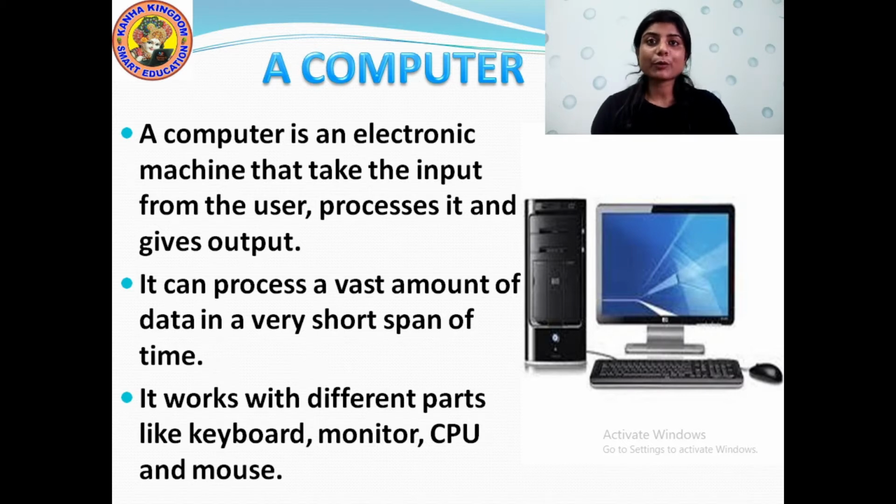Okay? Then second point. It can process a vast amount of data in a short span of time. That means it can work on much data, many inputs that you give to a computer. Vast means many. In a very short span of time means in very less time. A computer takes very less time to work on many inputs that we provide to the computer. Understood?